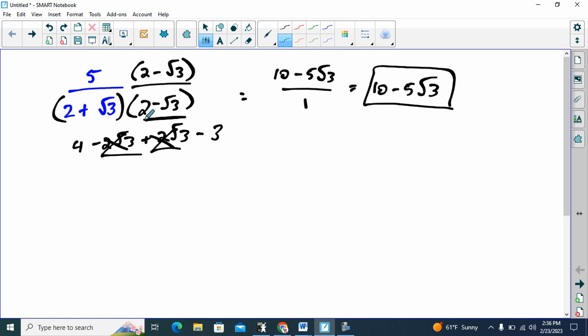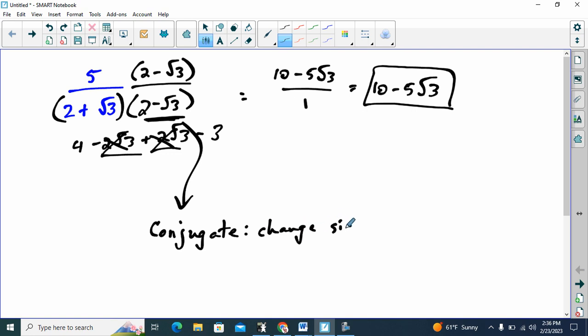When you change the sign between the terms, this is called the conjugate. The conjugate of 2 plus root 3 is 2 minus root 3. You find the conjugate by changing the sign between terms. It is not the opposite. We're not changing both signs. We're just changing the one in between the two terms. To rationalize, if I have a binomial in the denominator, we will multiply by the conjugate.